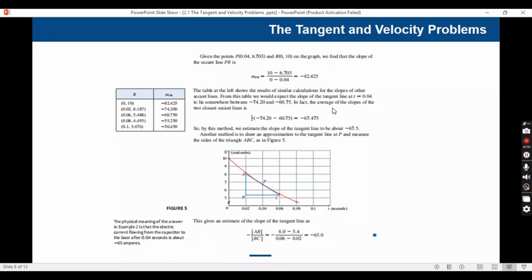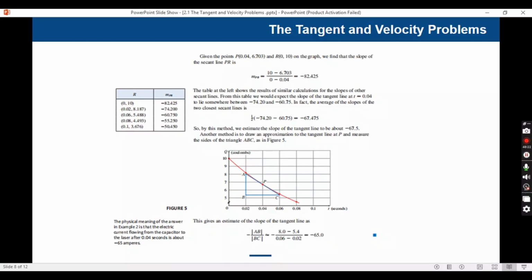In fact, the average of the slopes of the two closest secant lines is equal to negative 67.475. So with this method, we estimate the slope of the tangent line to be negative 67.5.